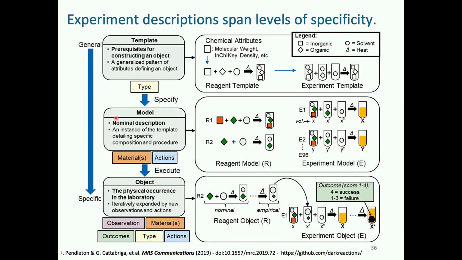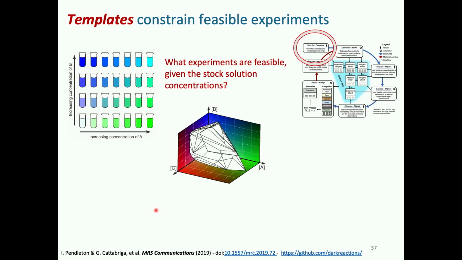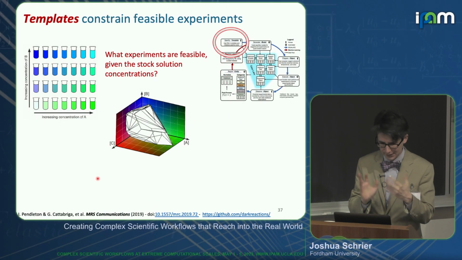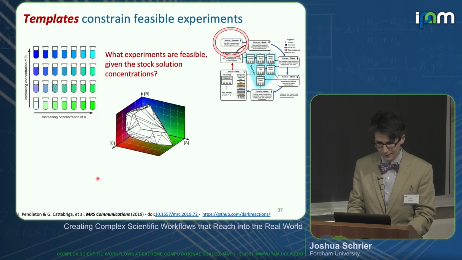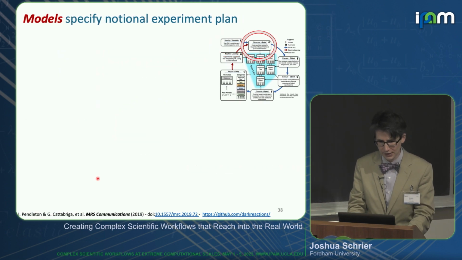But the important thing to see is that as we move from general to specific, the general template describes a whole class of things, so it has type information. The model involves particular types of materials and actions, and we only add the observations and outcomes when we do the thing in the real world. You can think about the templates as containing information that constrains what's a feasible experiment. If I'm mixing liquids, there are some convex combinations that are allowed and some that are not. But you could also incorporate instrument limitations into the template constraints.